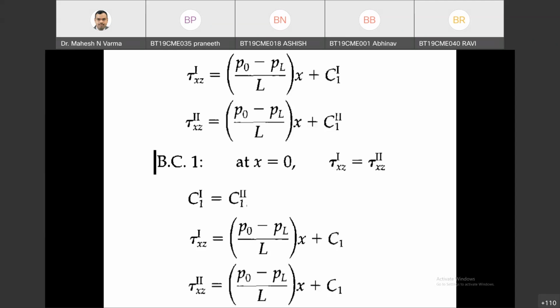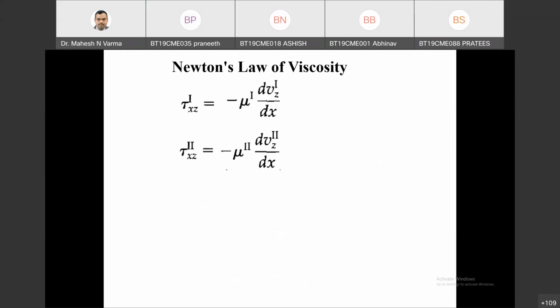Hello, sir. Yes. So for phase 1, it will be Vz equals to (P0 minus PL) upon 2 mu1 L, where mu1 is for phase 1, times x squared, plus C1 by mu1 times x, plus C2. Very good. And similarly for phase 2 also, only the constants will change.